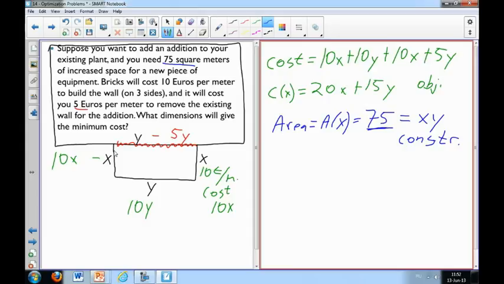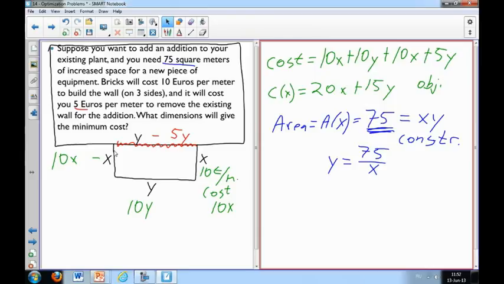What we do is we take our constraint, the one that we have a value for, it's equal to 75, and solve it for either x or y. In doing this, I'm going to solve for y, simply because it makes it easier to work in terms of x's. So if we solve this for y, we'd have to divide both sides by x. So we would get y is equal to 75 over x. So now we have one value in terms of y.